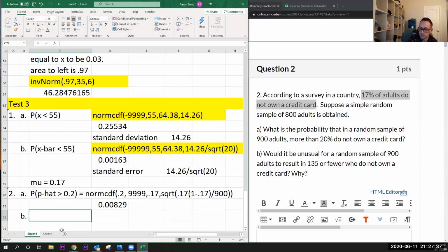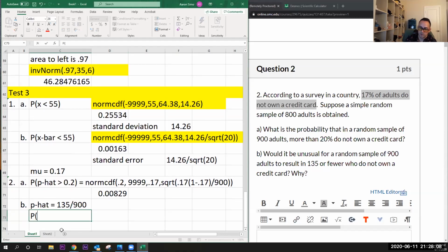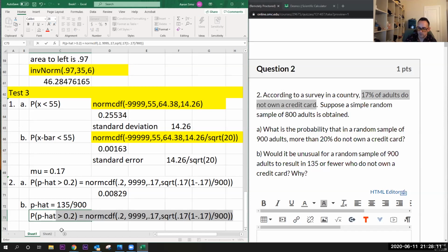And then it says, would it be unusual for a random sample of 900 adults to result in 135 or fewer who do not own a credit card? I guess for that we just do the same thing, but now we go left-tailed, right? And for 135, we have to calculate p hat. Or not, you don't have to calculate it. You could say the probability that p hat is less than 135 over 900, just leave the fraction.